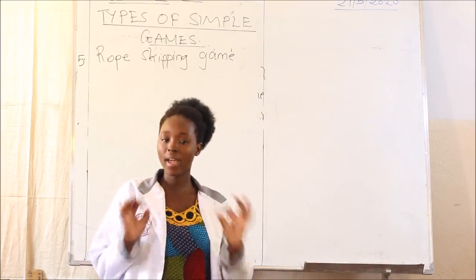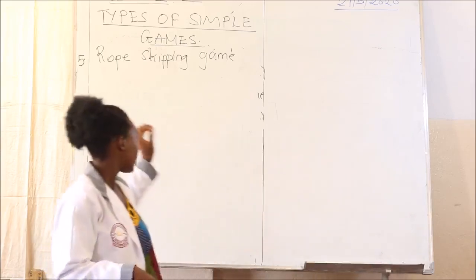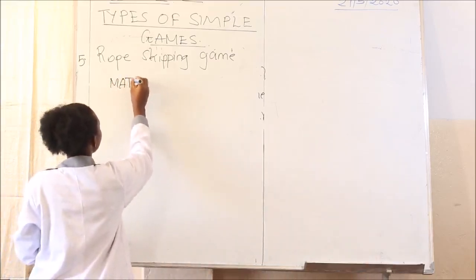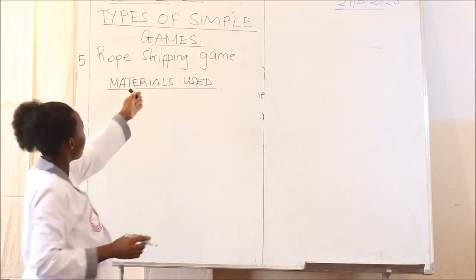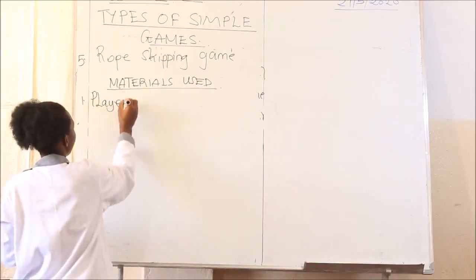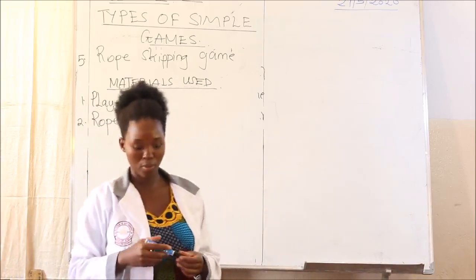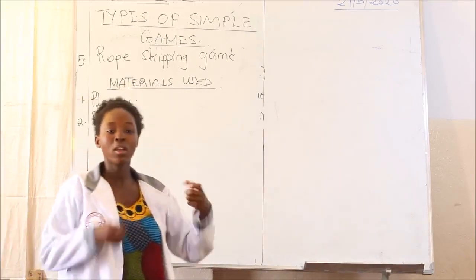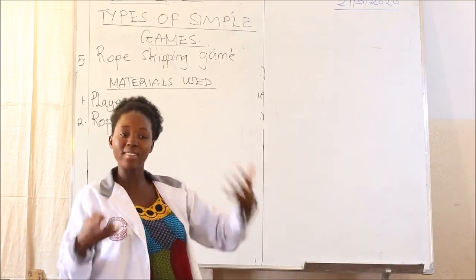First of all, as I said, any game which we are playing as children, we're supposed to have players. And in this game, the materials used in rope skipping game: number 1, we're supposed to have players. Number 2, we're supposed to have a rope. What is the use of the rope? We use this rope to play rope skipping game. How to use it? We normally jump over the rope. When we are playing rope skipping game, we jump over the rope.